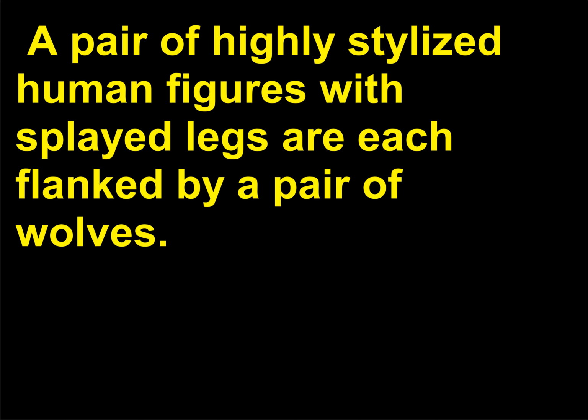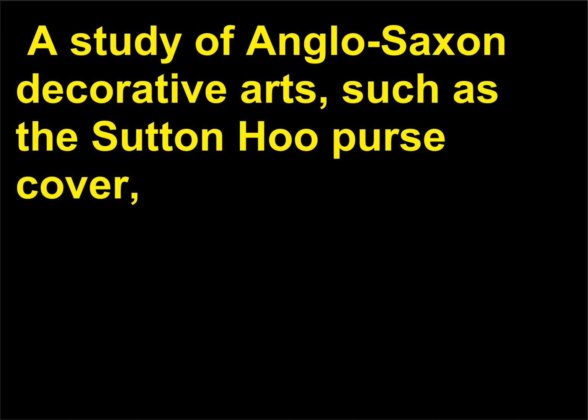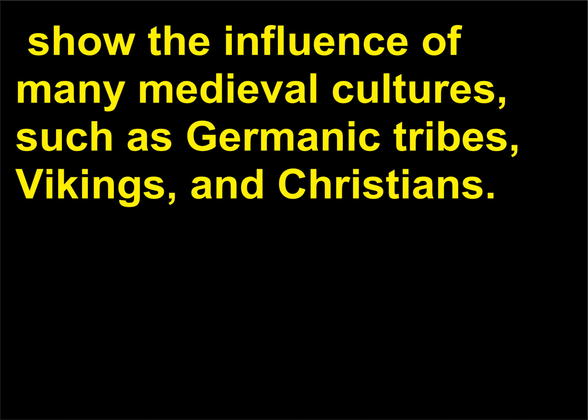A pair of highly stylized human figures with splayed legs are each flanked by a pair of wolves. Serpentine lines undulate around the curving form of the purse cover, broken into rhythmic rectangles. A study of Anglo-Saxon decorative arts, such as the Sutton Hoo purse cover, shows the influence of many medieval cultures, such as Germanic tribes, Vikings, and Christians.